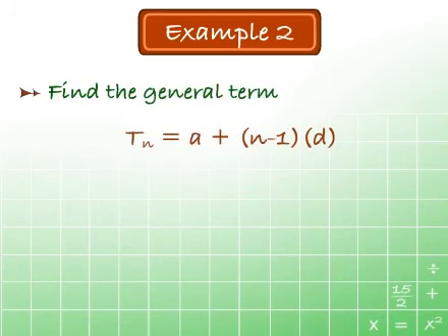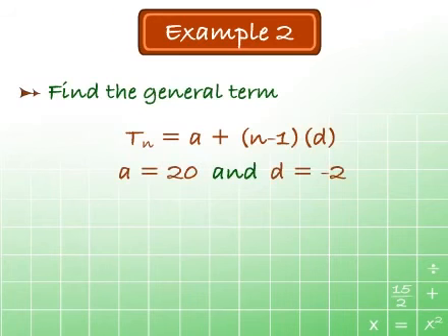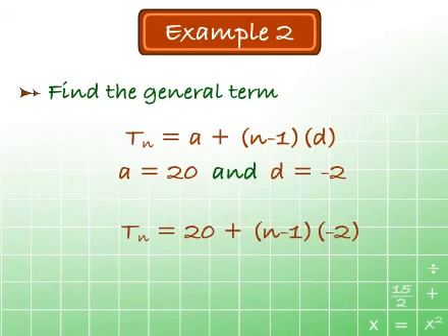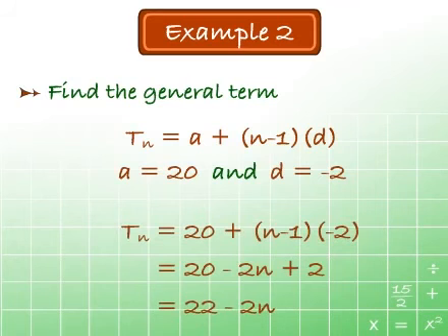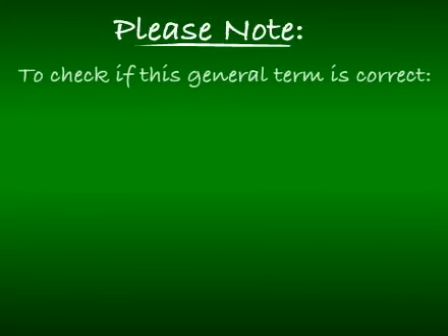Since Tn is equal to a plus n minus 1 times d is the general term for any arithmetic sequence, and in this specific case, a is equal to 20 and d equals negative 2, then Tn is equal to 20 plus n minus 1 times negative 2, which is equal to 20 minus 2n plus 2, which is equal to 22 minus 2n.